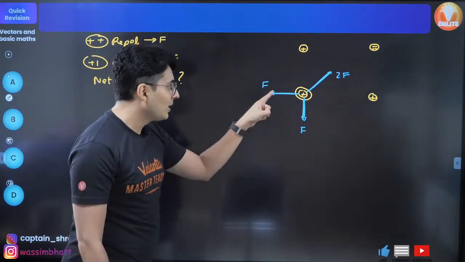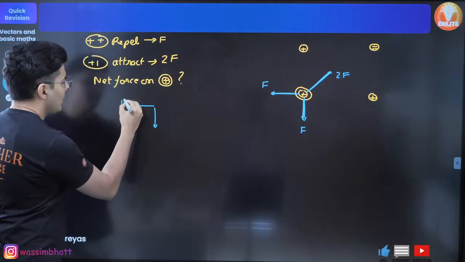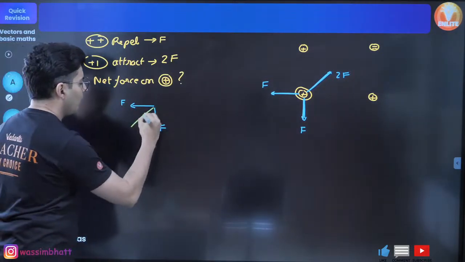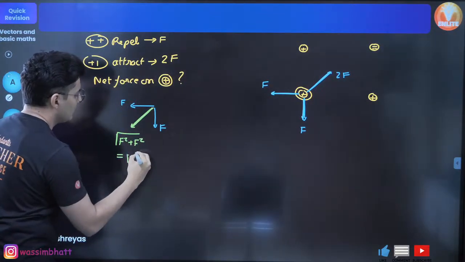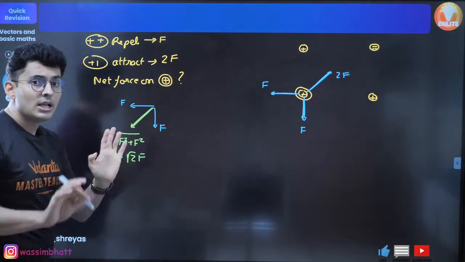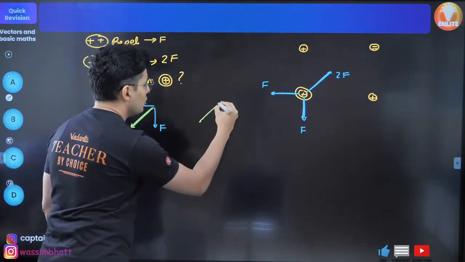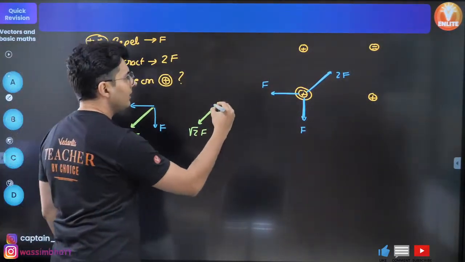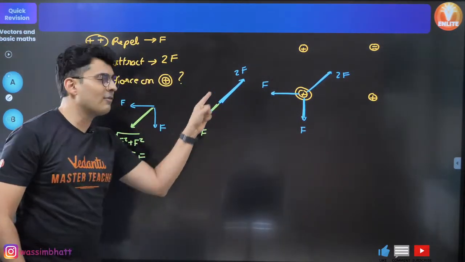Okay, so let's try to figure this out. First, take care of these two F's. F and F, but in perpendicular directions, will give me a vector here. And what will be the value? It will be the square root of F squared plus F squared, which is nothing but root 2 times F. Everybody agrees, through Pythagoras. Now, you don't have to worry about this F and this F. It's already been taken care of. So you have a root 2 times F vector here, and another vector which is 2F over here. So two vectors have to be added.